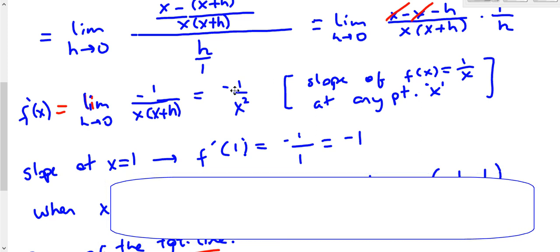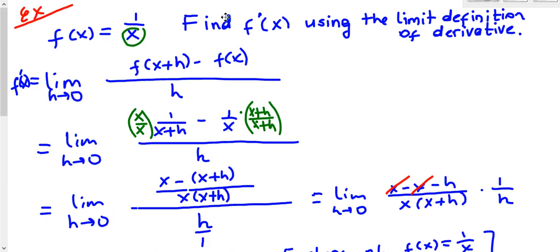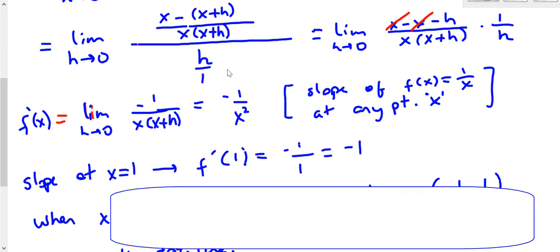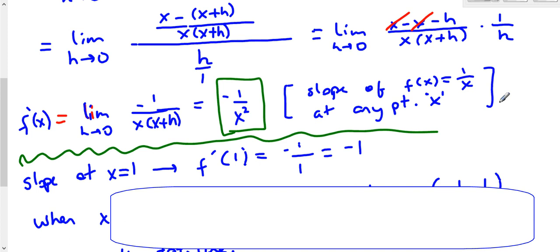Technically, if the only question said was find the derivative, you're actually done right here. Here is your derivative, f prime of x. And I only did an extension question by asking you, what is the slope at x equals 1? But that was not a part of the original question.